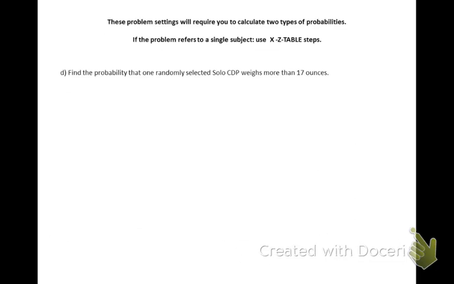Find the probability that a randomly selected solo CDP weighs more than 17 ounces. Because we're dealing with 1, we're going to use the X-Z-Table steps. The other thing that we know is that we'll be using X is normal 18, 1.5.